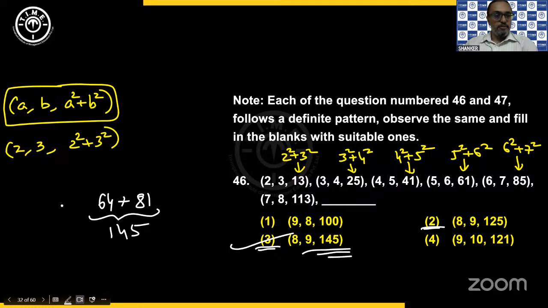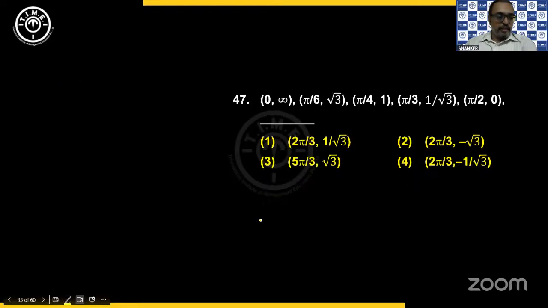Are you understanding the point? Okay. So this is the format: A, B, A square plus B square. That's the logic. Next.